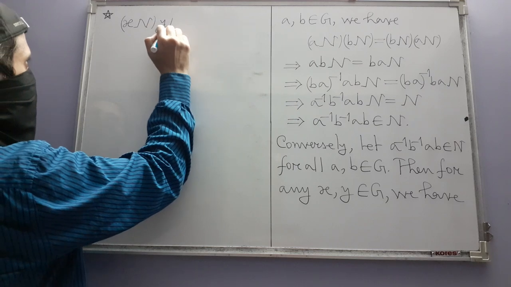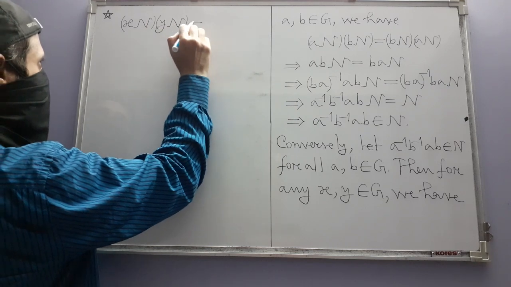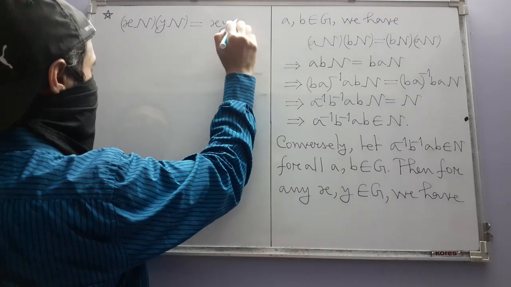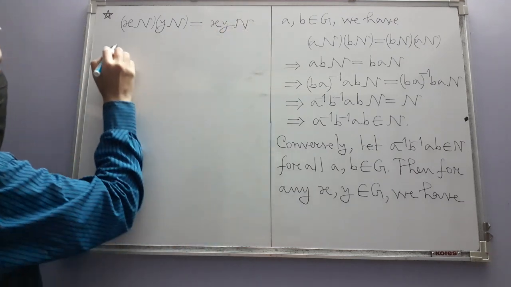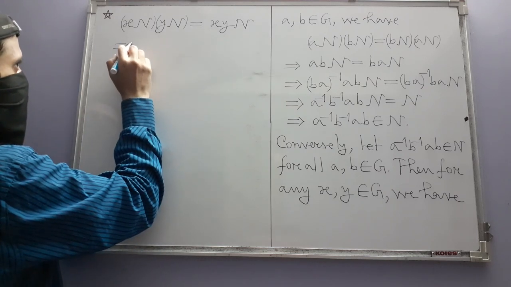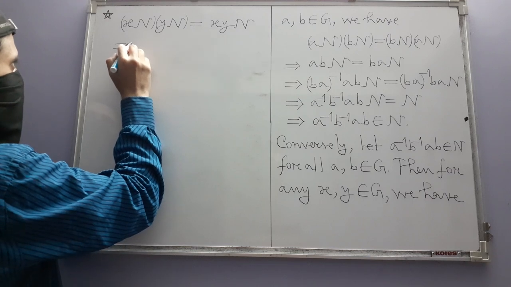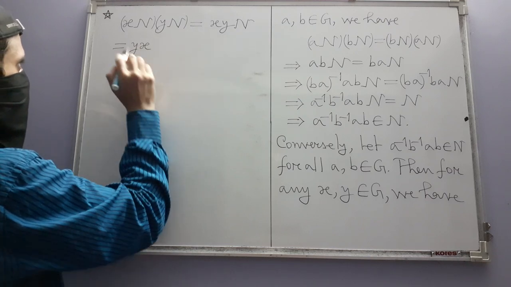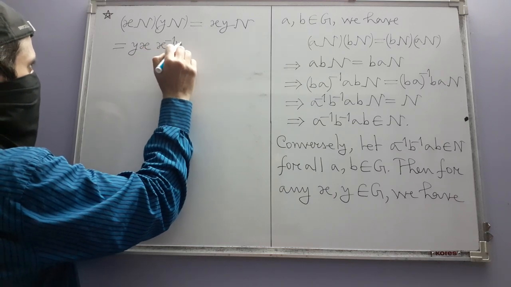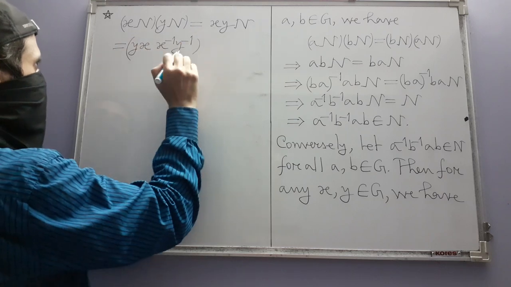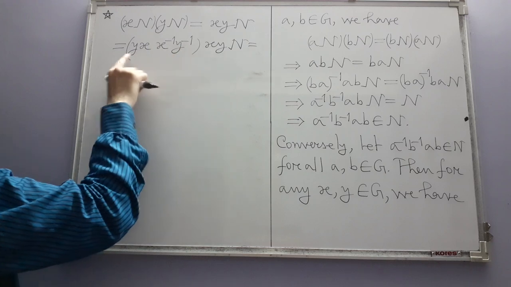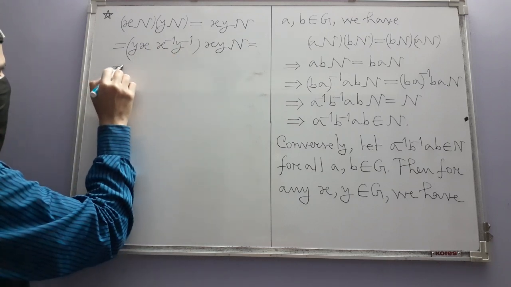xN, yN. We want to prove that this is equal to yN xN. Okay, now in place of xy, we can write yx, x inverse y inverse xy, n, because you can see that this ultimately becomes the identity element.